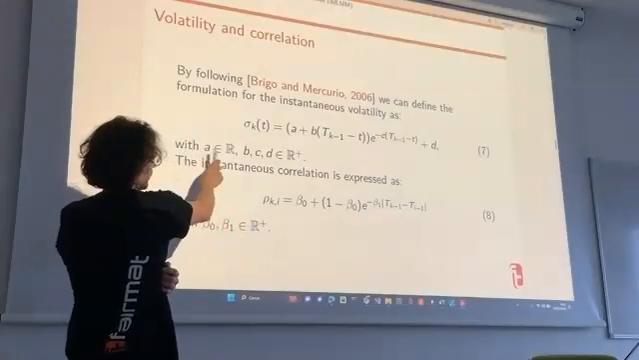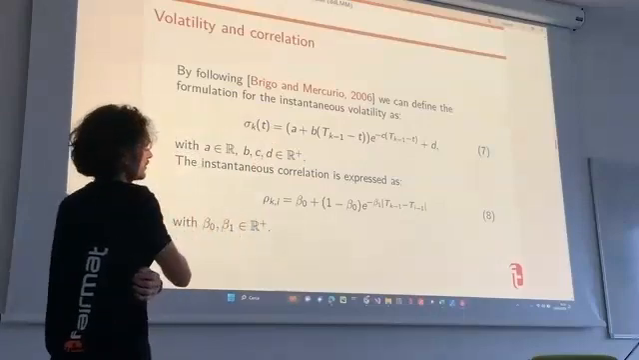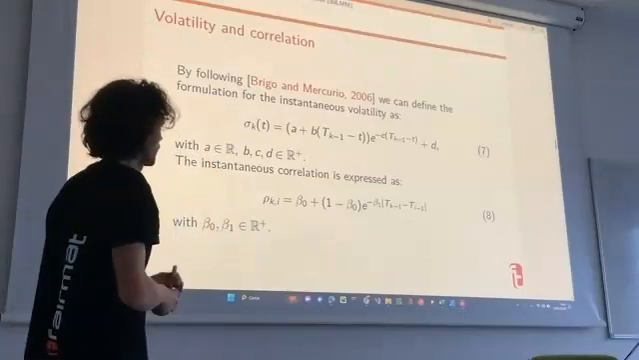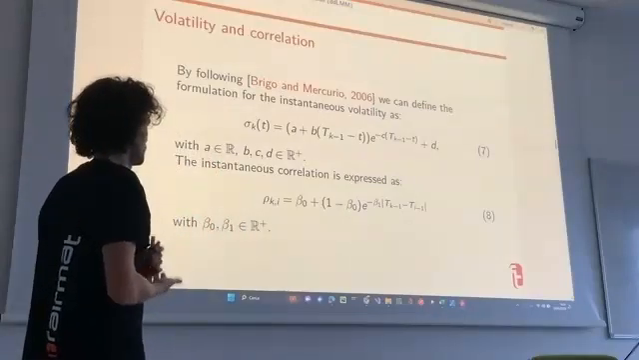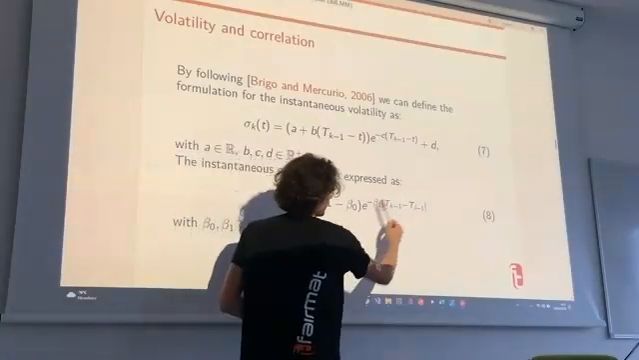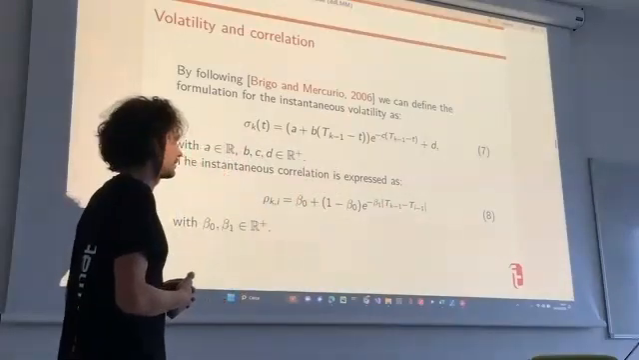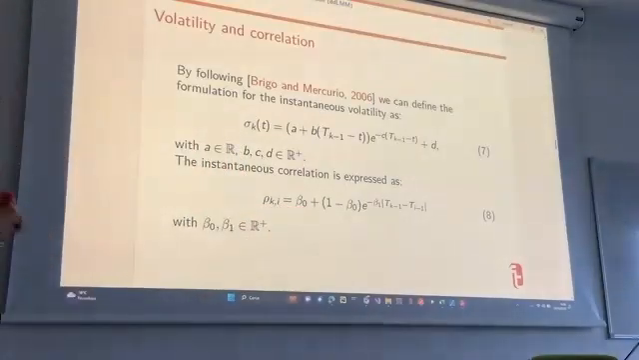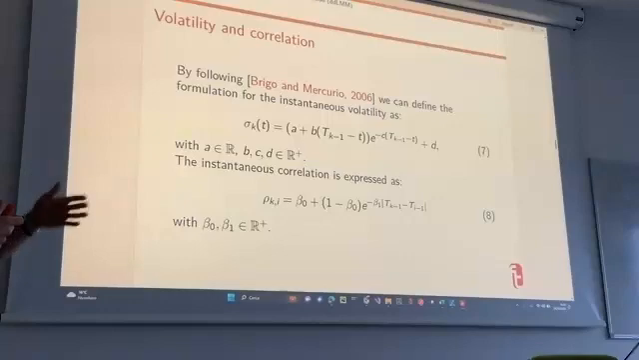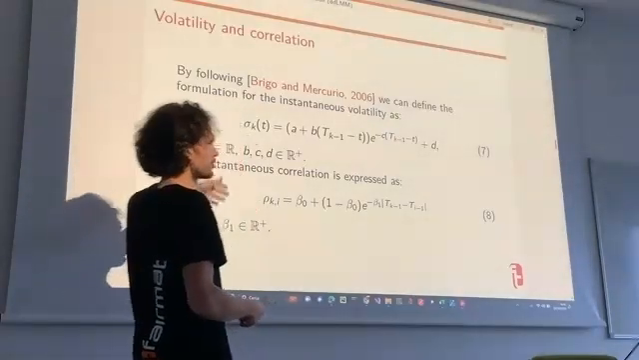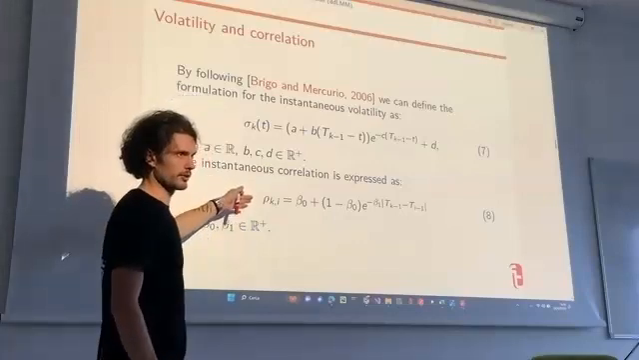Here we have, of course, the parameters A, B, C, and D, which are constant. B, C, and D are positive constants, and A is a real. Something else you can say about the instantaneous correlation is the correlation as this one. So you have the exponential decay, and the lower level given by beta 0. So basically, the idea behind it is that all your variables involved in the simulation are positively correlated. And in the simulation part, you will see this is a huge advantage.